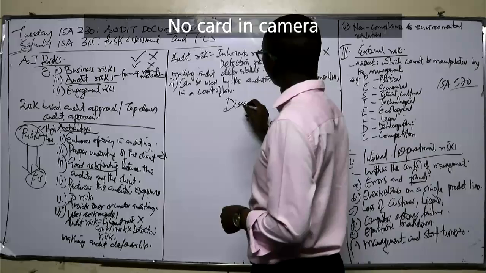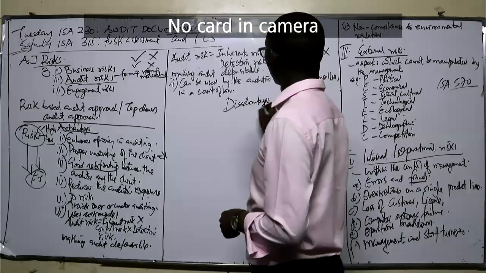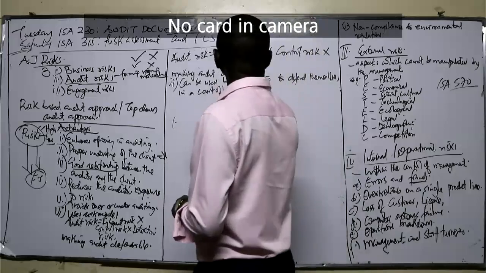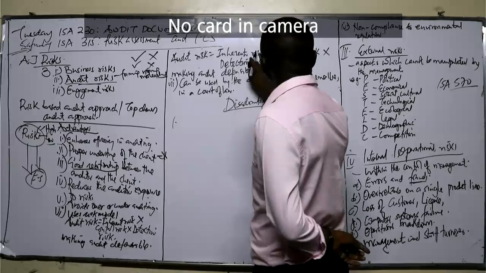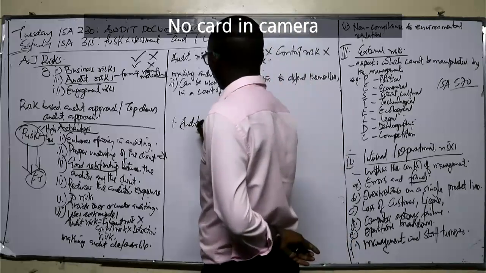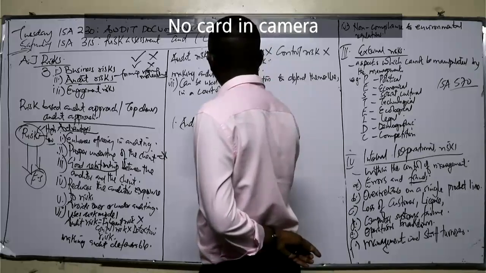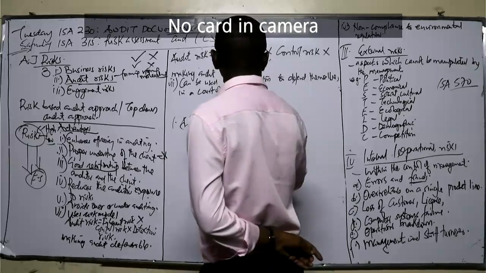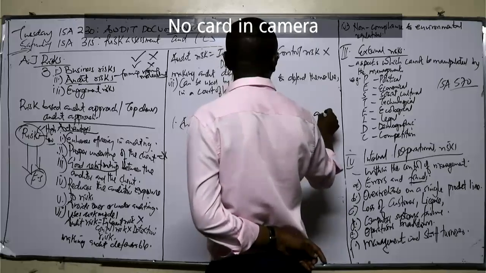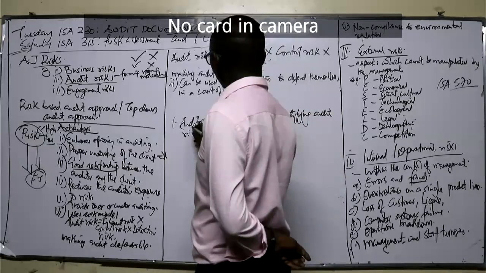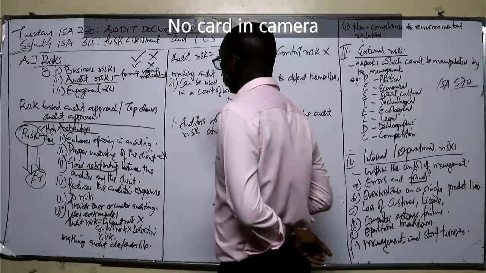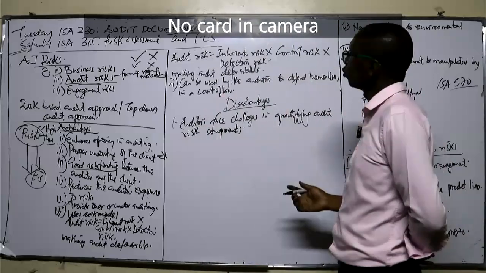Disadvantages. Number one is that quantifying this is not easy. How do we even say inherent risk is 8, this is 6, this is 7? Yes, auditors face challenges in quantifying audit risk components. Quantifying audit risk components is not very easy.